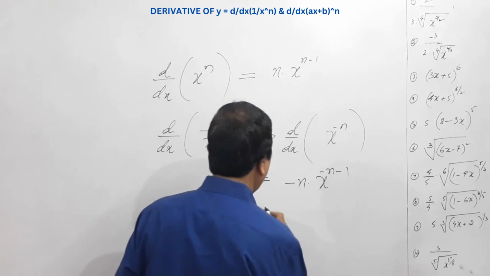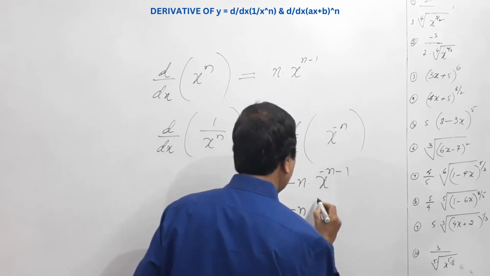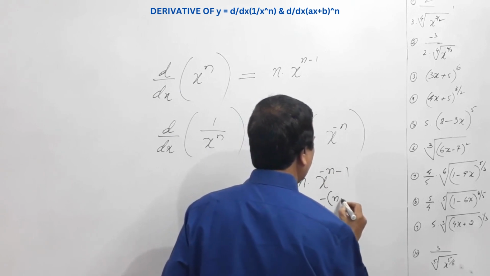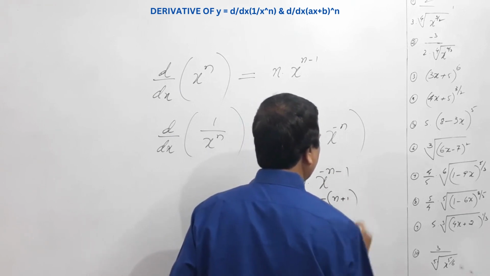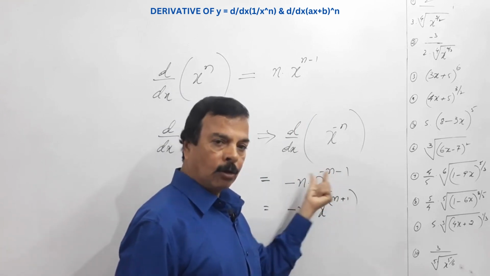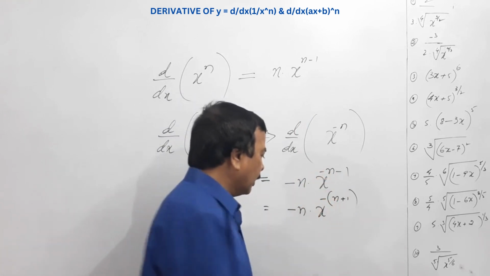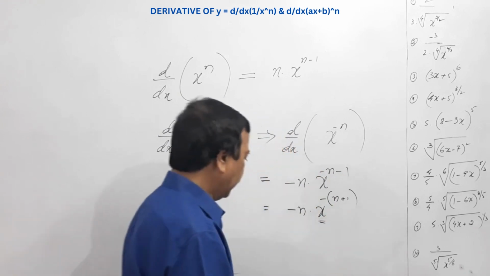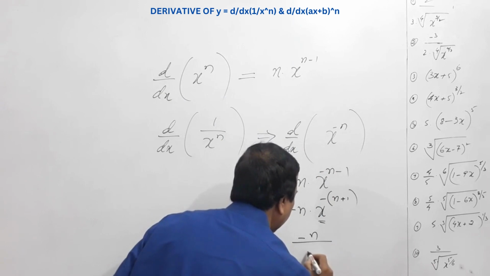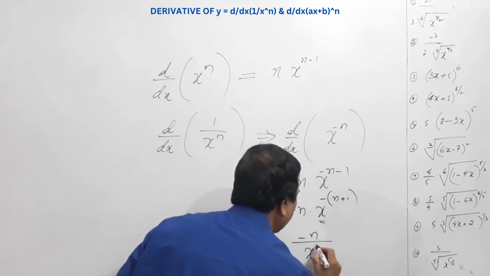If you further simplify this, it becomes what? Minus n into x to the power of, I take this minus common, minus (n plus 1). I have taken the negative sign as common. So if you push this to the denominator, what happens? This becomes minus n by x to the power of n plus 1.